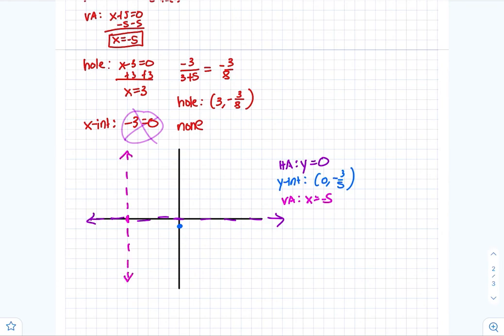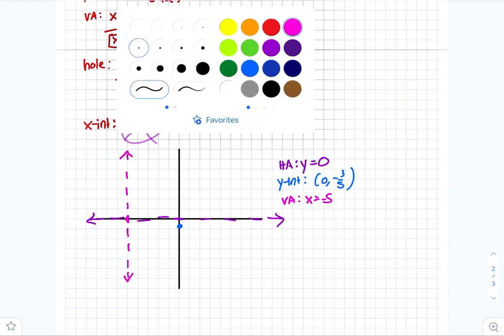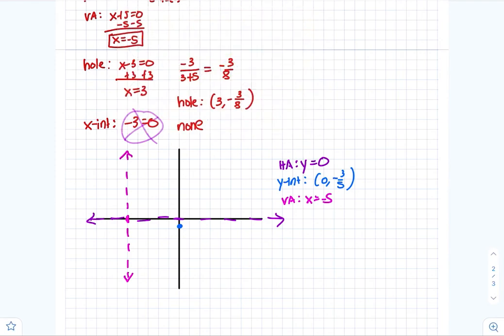We had a hole at 3 comma negative 3/8. So negative 3/8 is negative 0.375. So 3 comma negative 3/8, which is around negative 0.375. So 1, 2, 3, down negative 0.375, which is probably right around there.